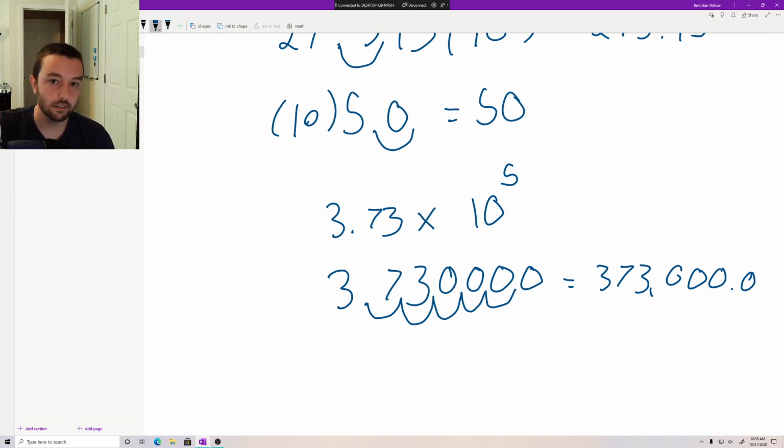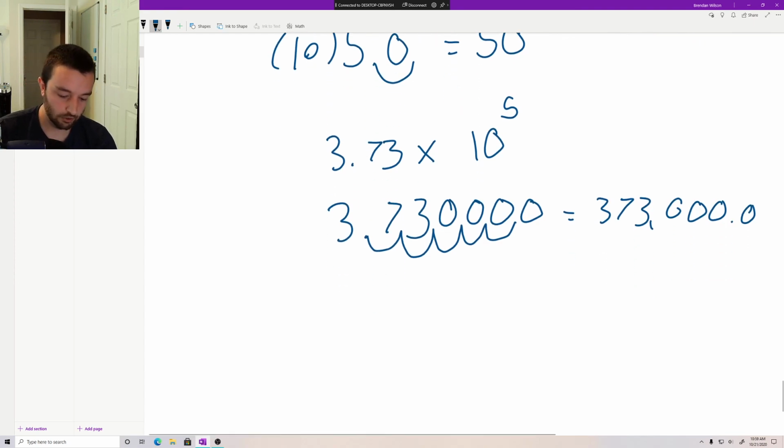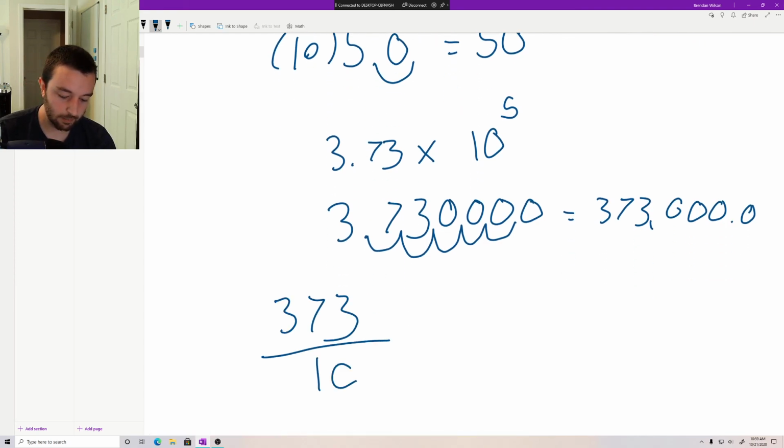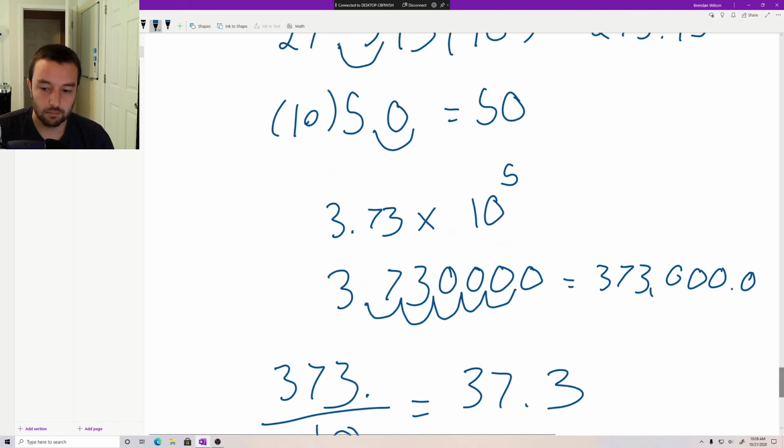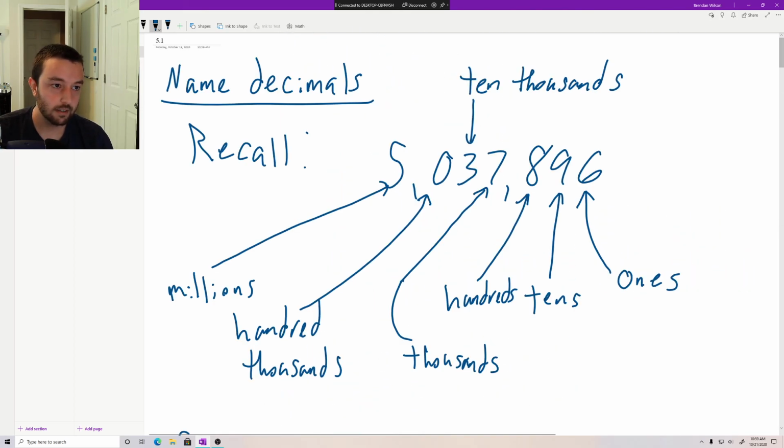Similarly, with dividing by 10, you go to the left. Okay. So 373 divided by 10. Well, the decimal is assumed to be at the end of the number if we don't have one. So you just move it to the left once. So this would be 37.3. Okay. Like I said, we'll talk more in depth about decimal multiplication and division next time. This was really 5.3 as well. So let me just throw that in there in case you're keeping up in the book.